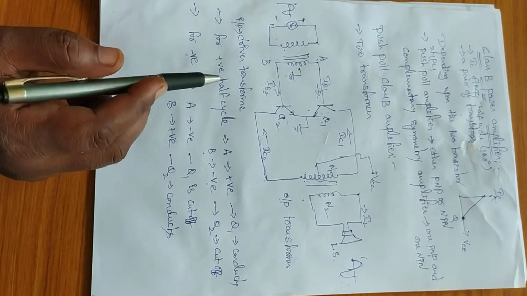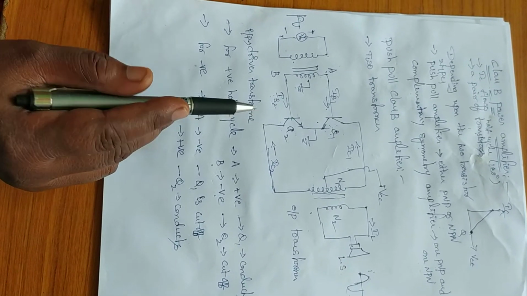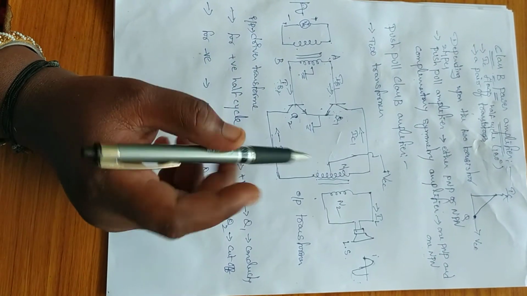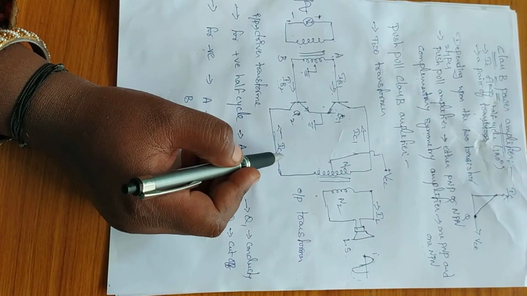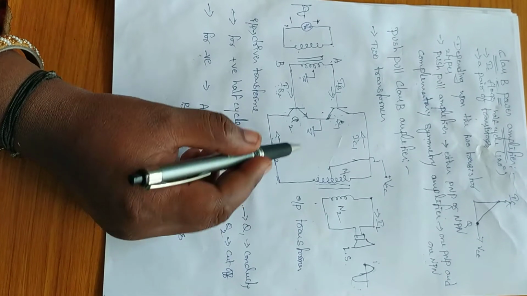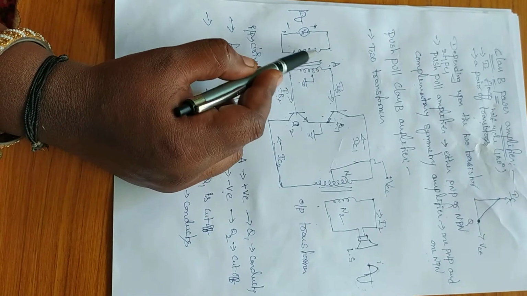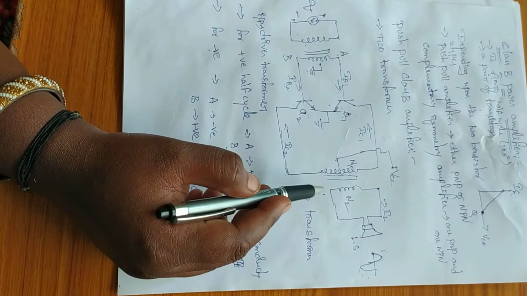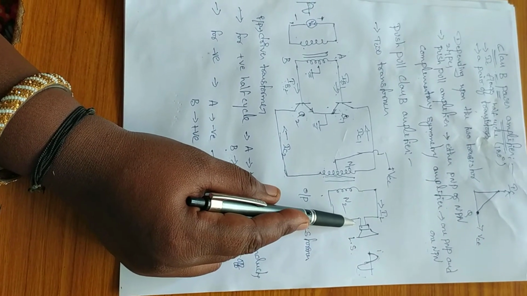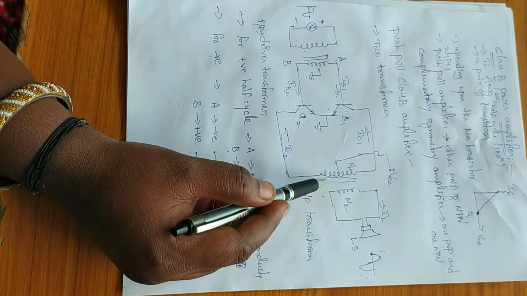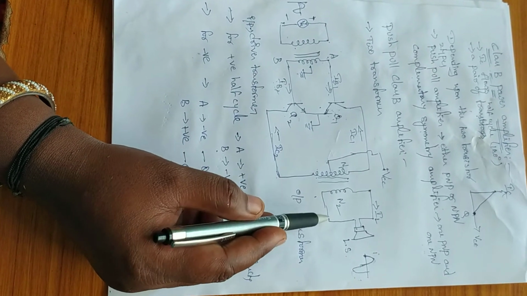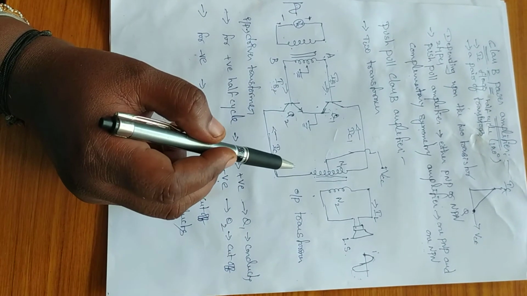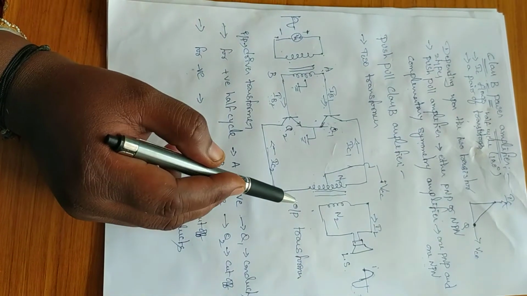Hi everyone. In this class, I am going to explain push-pull class B amplifier. This is the circuit diagram of push-pull amplifier. This circuit requires two transformers. One is the input transformer, called driver transformer, and another is connected to the load, called output transformer. Both transformers are center tap transformers.